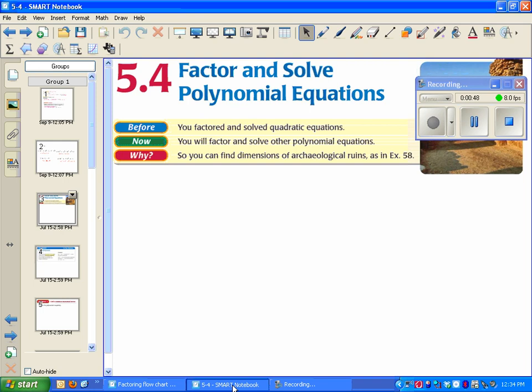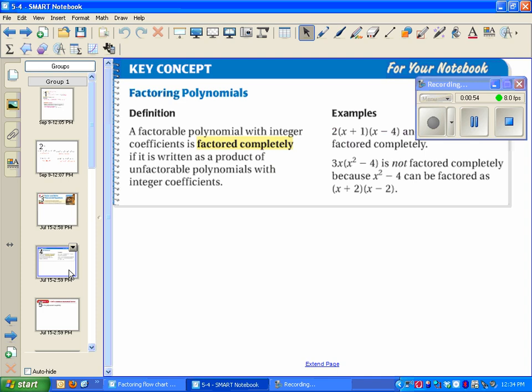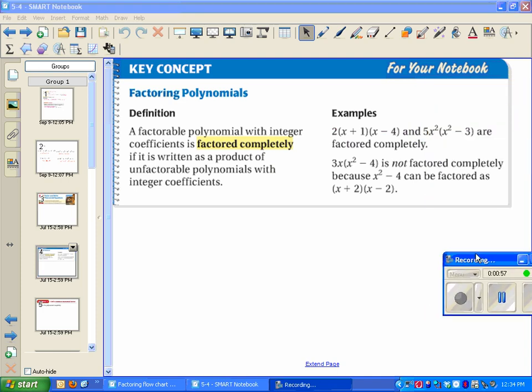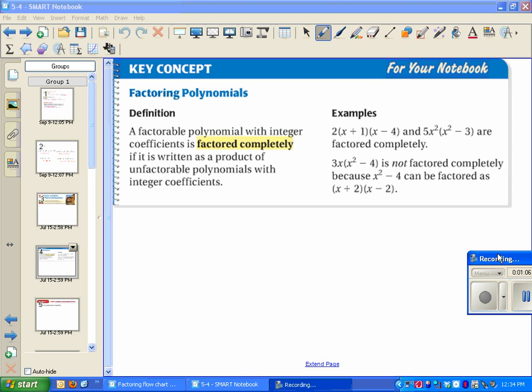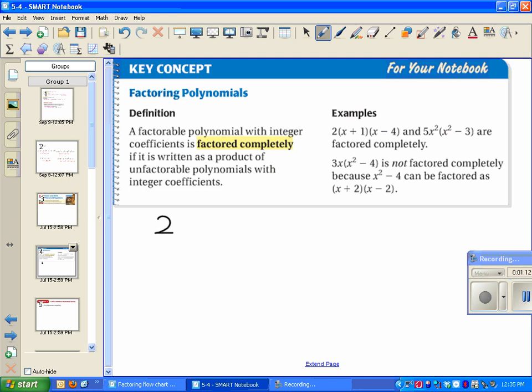So let's go on. All right, here's our key concept box. Factoring completely. We touched on this in the last chapter, but factoring completely is a product of unfactorable polynomials with integer coefficients. So for example, if this was going to be 2x plus 6 times x minus 3, that wouldn't be factored completely because this can still be factored. Right? This one is unfactorable. 2x plus 6 can still be factored.